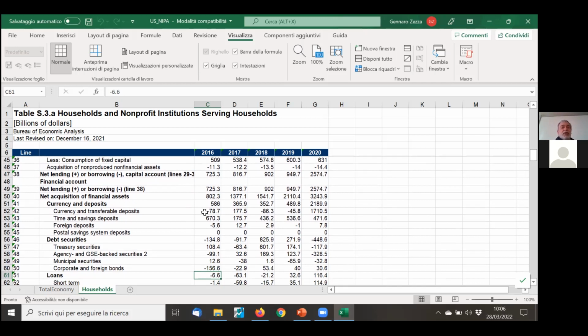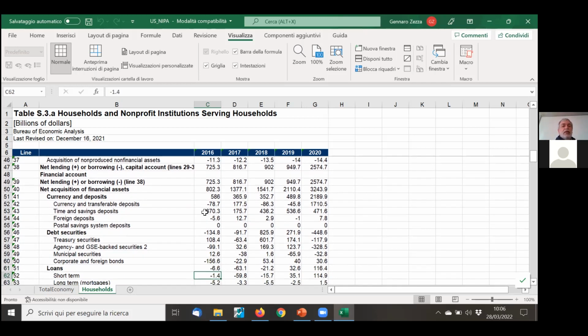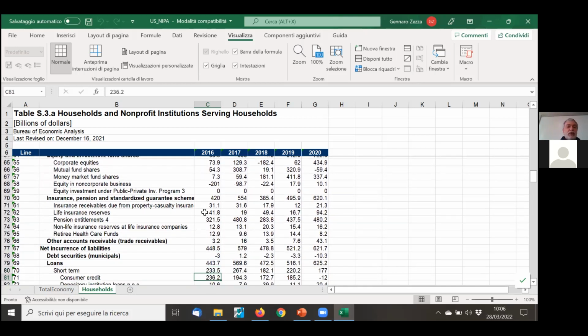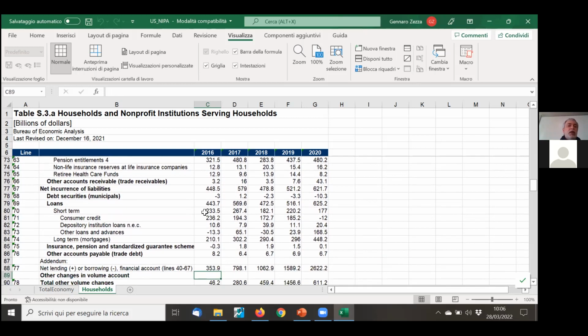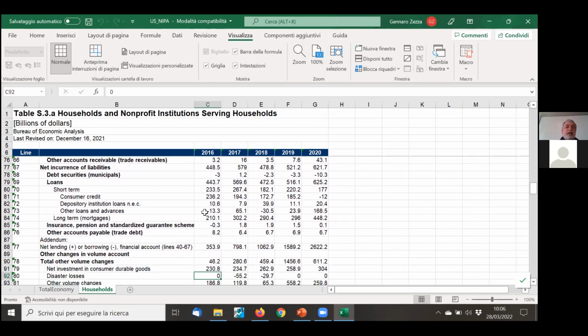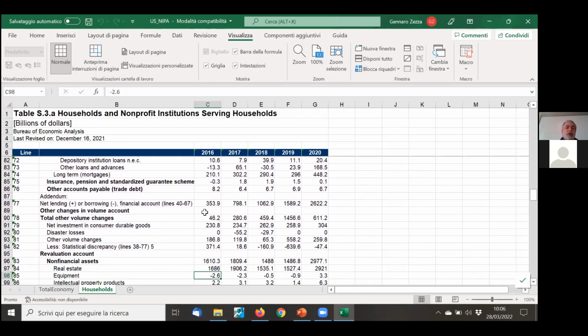You have currency and deposits. And this is usually unfortunate for us because we usually want to know the money created by the central bank separately from the bank deposits. Okay, so you do not have this information usually in these accounts because they are merged in this category. Then you have debt securities, loans, equities, and we'll go back to this later on. And you also have the net change in the liabilities, the debt, with the same type of structures.